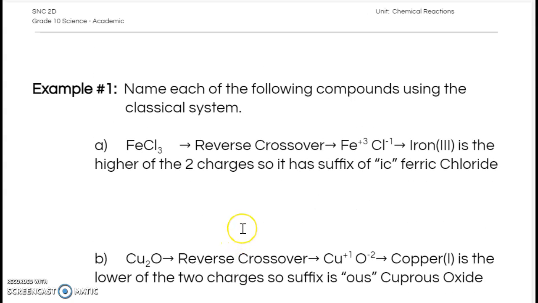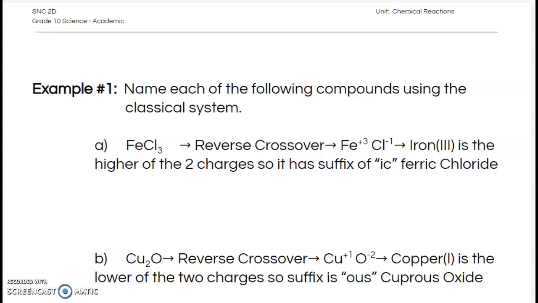Now we're going to name each of the following compounds using the classical system. This is the Latin system. Iron chloride. So we use the crossover method. We bring up the 3 here, and we bring up the 1 there. We know that iron is a positive 3. Therefore, it's iron(III) chloride.